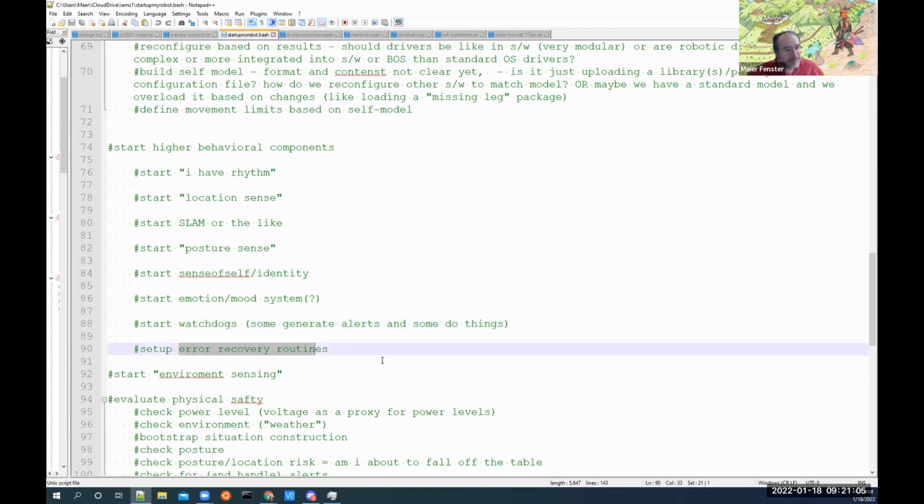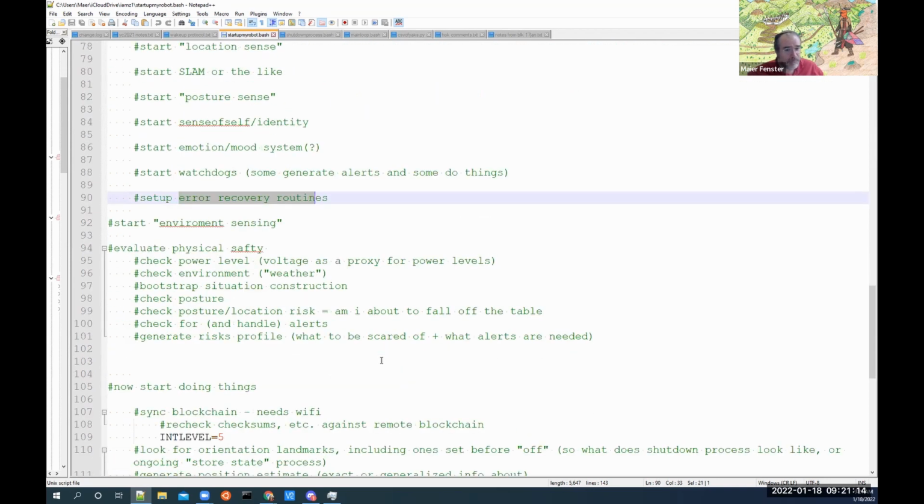I have to set up error recovery routines. What do we do if something breaks? And like I said, we're dealing with the outside world. Anything can break. I start environment sensing.